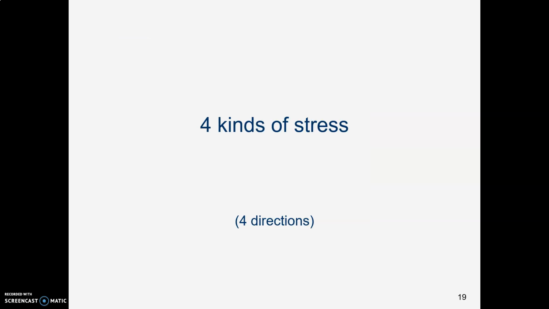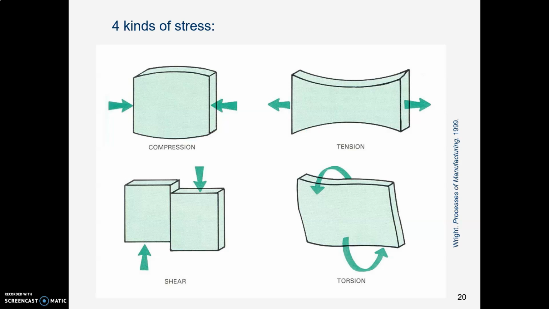Remember in structures class, we talked about how there were 2 kinds of force, push or pull, compression or tension. That's it. In the world of stress, there are actually 4 kinds of stress. So you can still have compression, compressive stress. You can have tension, tensile stress. There are 2 other kinds. You can have shearing stress and torsion.